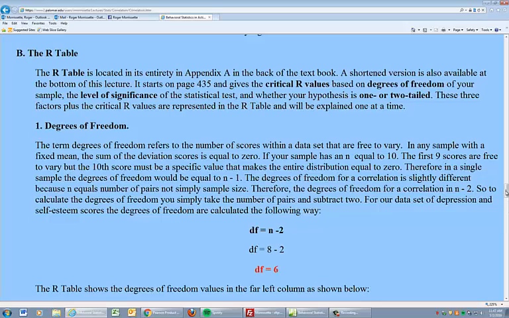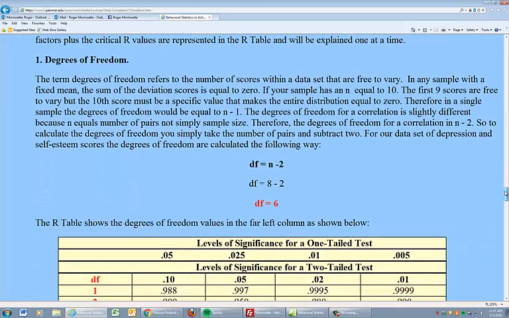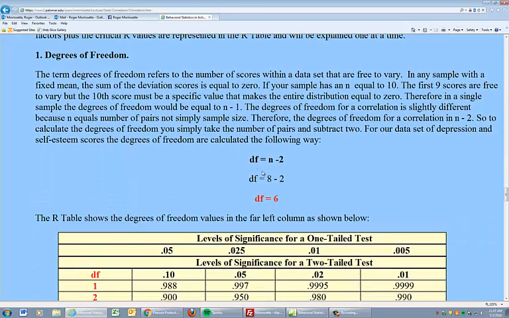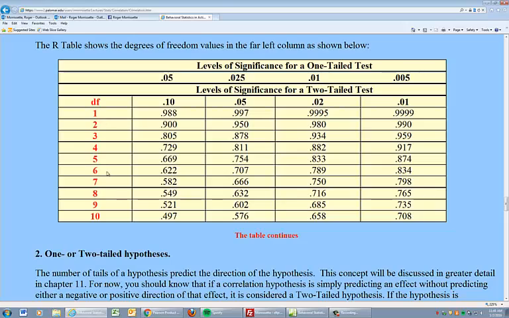And there are some things we need in order to determine the significance. The first is degrees of freedom. It is quite simply a formula that is n minus 2. N is the sample size. For our example, sample size was 8, so our degree of freedom is 6. And if you look at the R table, degrees of freedom is this column, so we'd be using this row of data. Our significance is somewhere in this row of data.